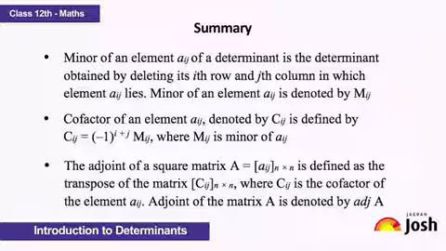The adjoint of a square matrix A equal to Aij n cross n is defined as the transpose of the matrix Cij n cross n, where Cij is the cofactor of the element Aij. The adjoint of the matrix A is denoted by adjoint of A.